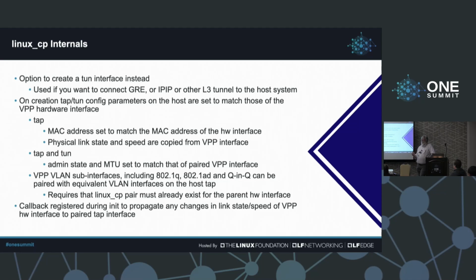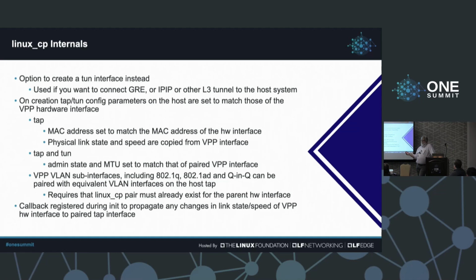So there's an option to create a TUN interface instead of a tap interface. TUN interfaces are L3, like a tunnel like the name implies. Tap interfaces are L2. On creation, a couple things happen. For tap interfaces, the MAC address of the tap is set to match the MAC address of the VPP interface, and the physical link state and speed are also copied over.